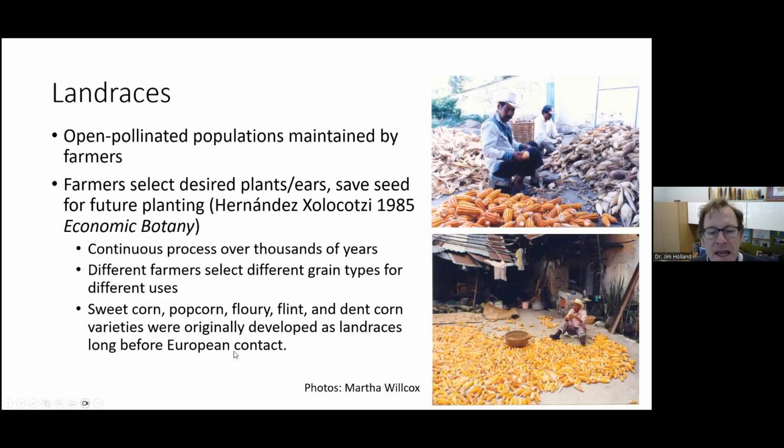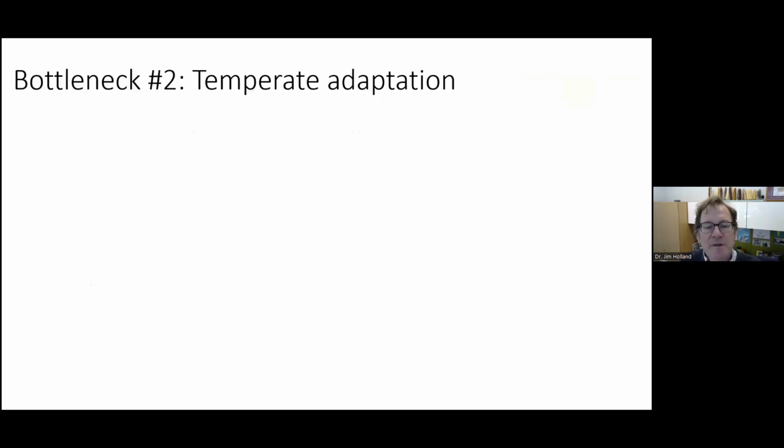And the farmers are actually pretty knowledgeable about how to maintain different varieties in the same region and keep them separate. And so things like sweet corn, popcorn, flour corns, flint corns, dent corns, these were all developed by the indigenous people of the Americas before Europeans arrived. So there is this really key element of not just ecological adaptation, there's a really big element of human selection for the kinds of maize they want to eat, ceremonial purposes, and things like that.